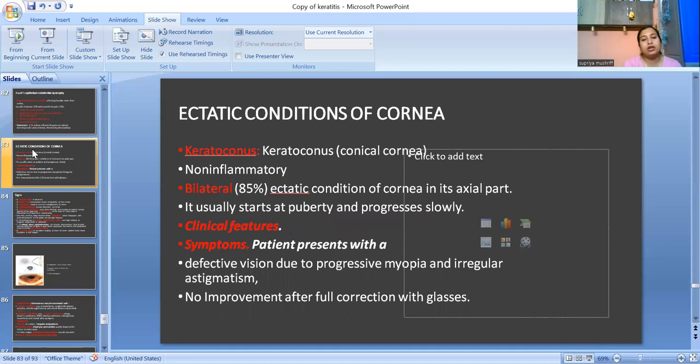Ectatic conditions of the cornea: keratoconus, or conical cornea, is a non-inflammatory, bilateral (85%) ectatic condition of the cornea affecting its axial part. It usually starts at puberty and progresses slowly. Clinical features: patients present with defective vision due to progressive myopia and regular astigmatism. No improvement occurs after full correction with glasses.